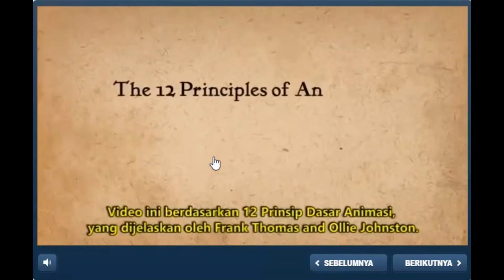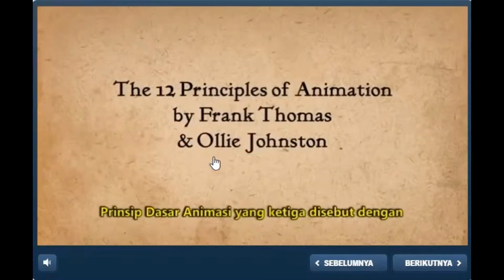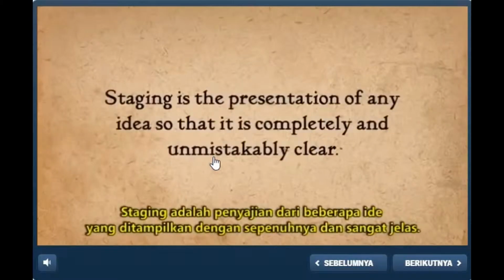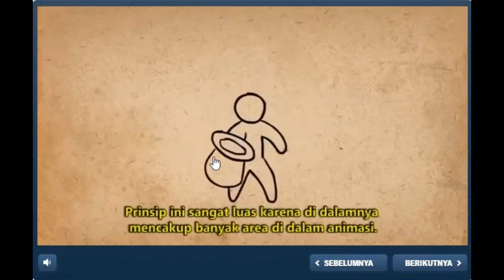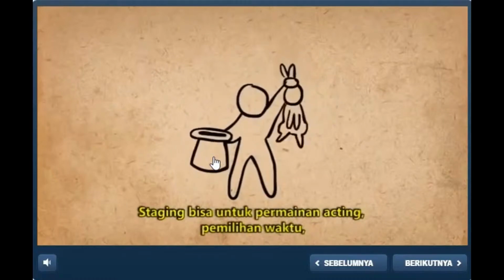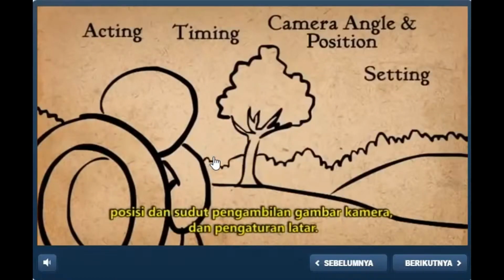This video is based on the 12 principles of animation as described by Frank Thomas and Ollie Johnston. So, the third principle of animation is called staging. Staging is the presentation of any idea so that it is completely and unmistakably clear. This is a very broad principle because it covers so many areas of animation. It can apply to acting, timing, camera angle and position, and setting.